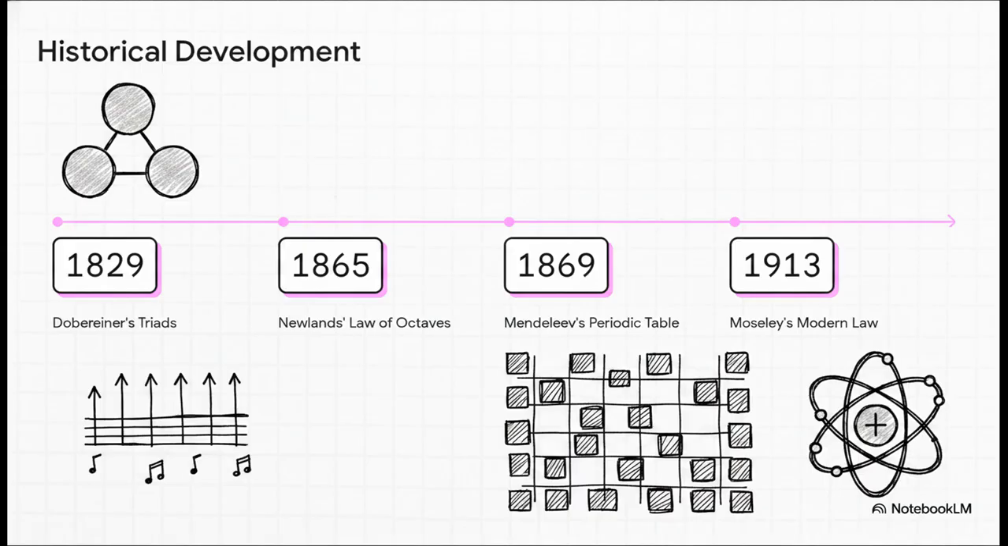We started way back in 1829 with Döbereiner grouping elements into triplets, which he called triads. Fast forward a bit to 1865, and Newlands tried organizing them almost like a musical scale, noting that every eighth element shared properties. He called that his law of octaves. Then came 1869 with Mendeleev's famous mass-based layout. And finally, in 1913, Moseley refined the whole thing with the modern rule based on atomic number instead of mass.